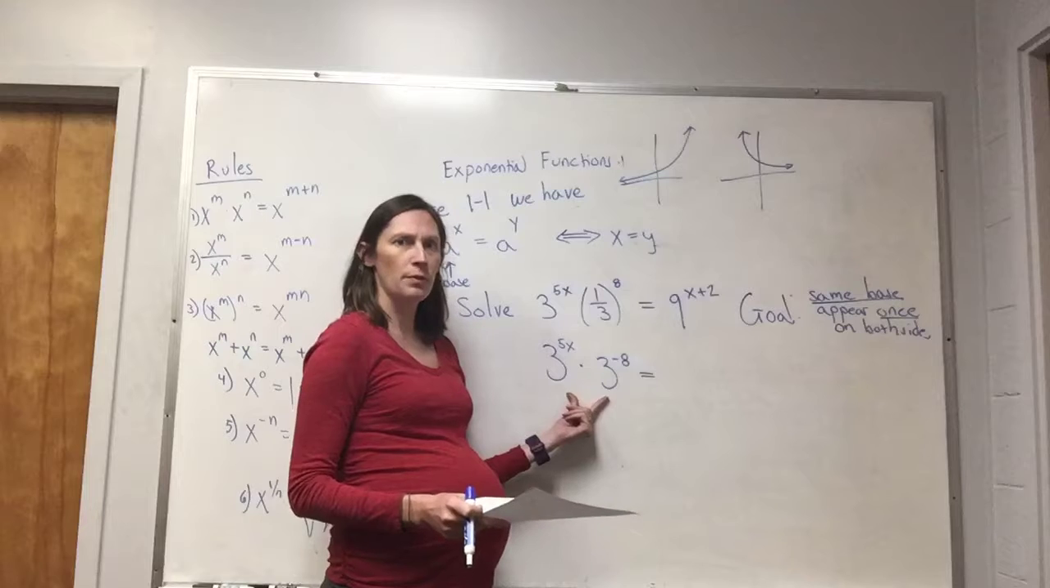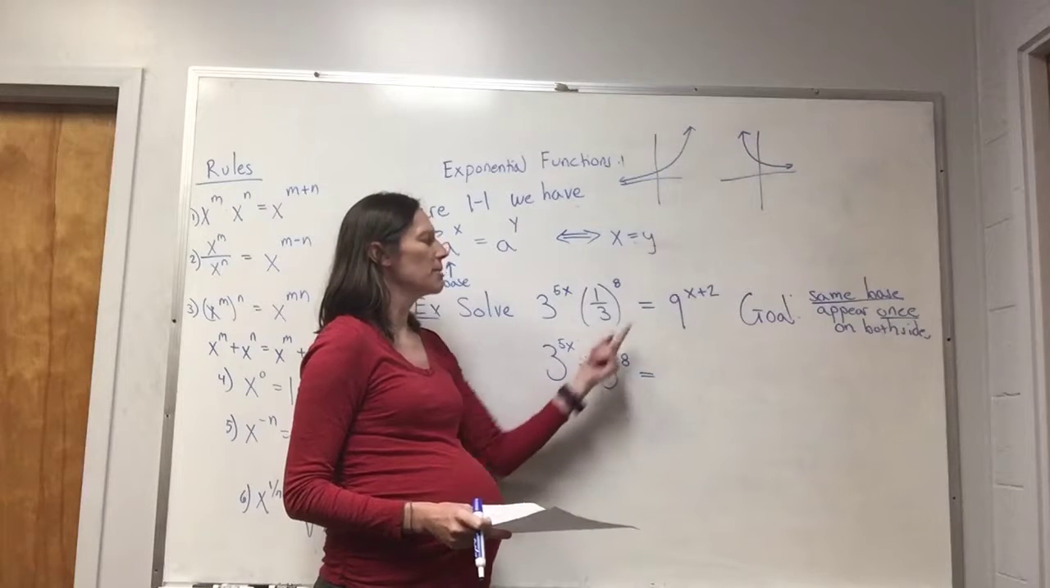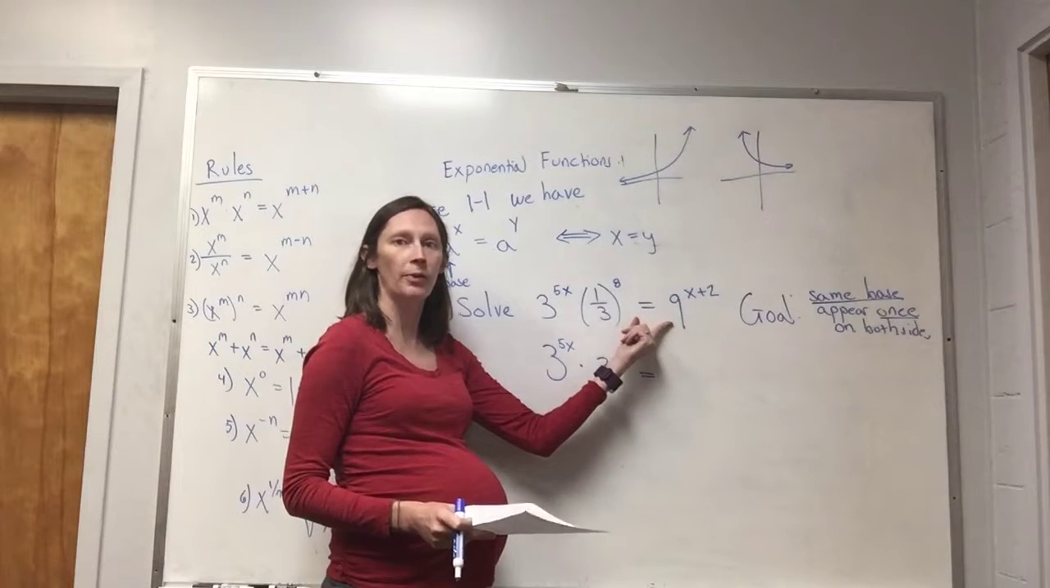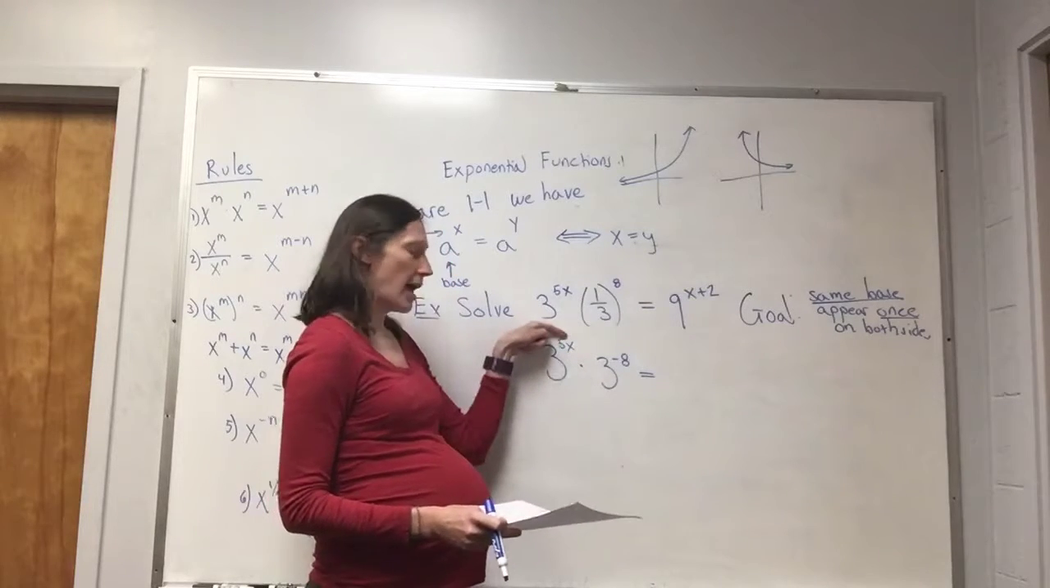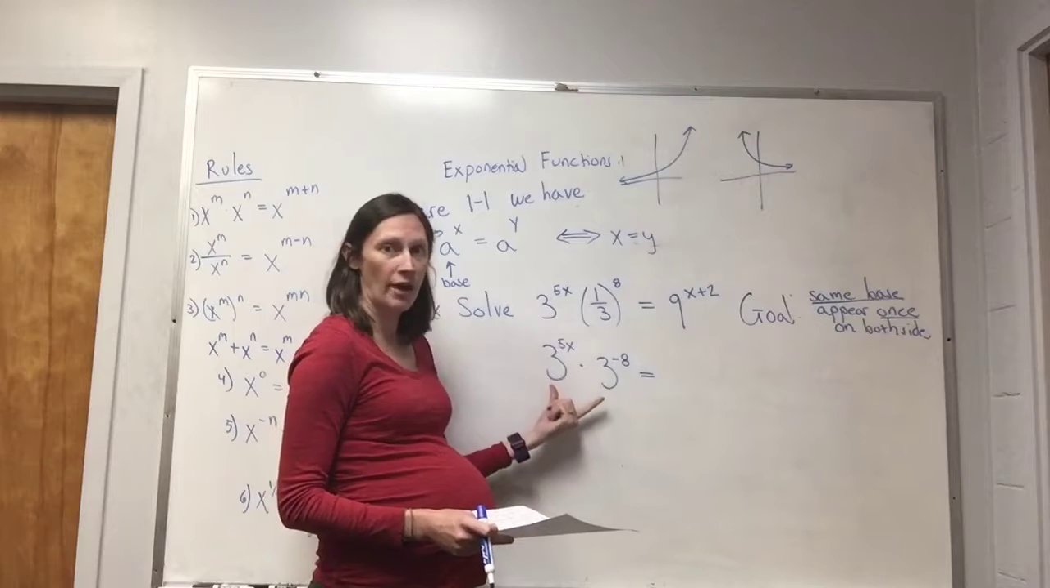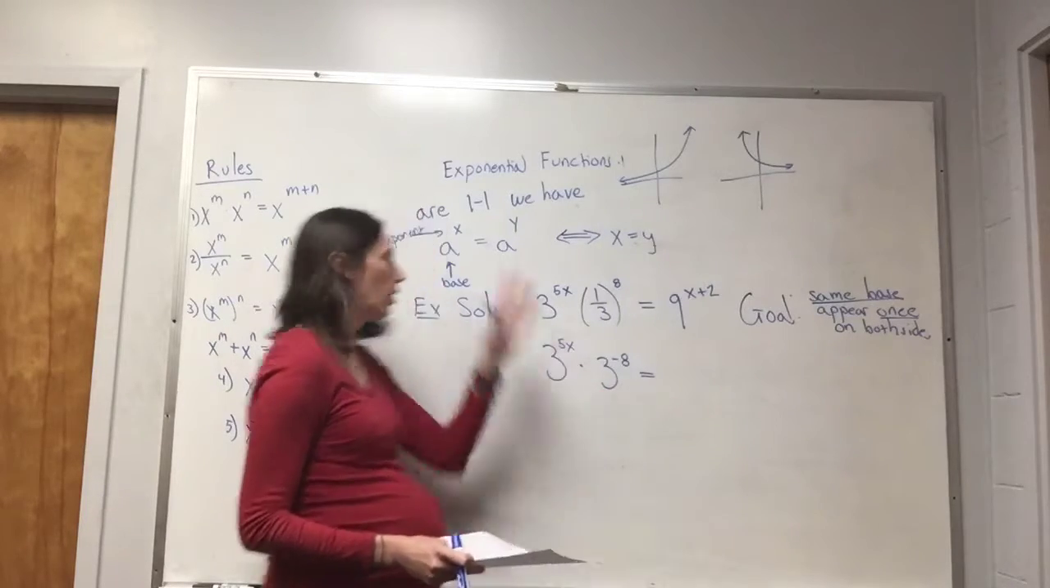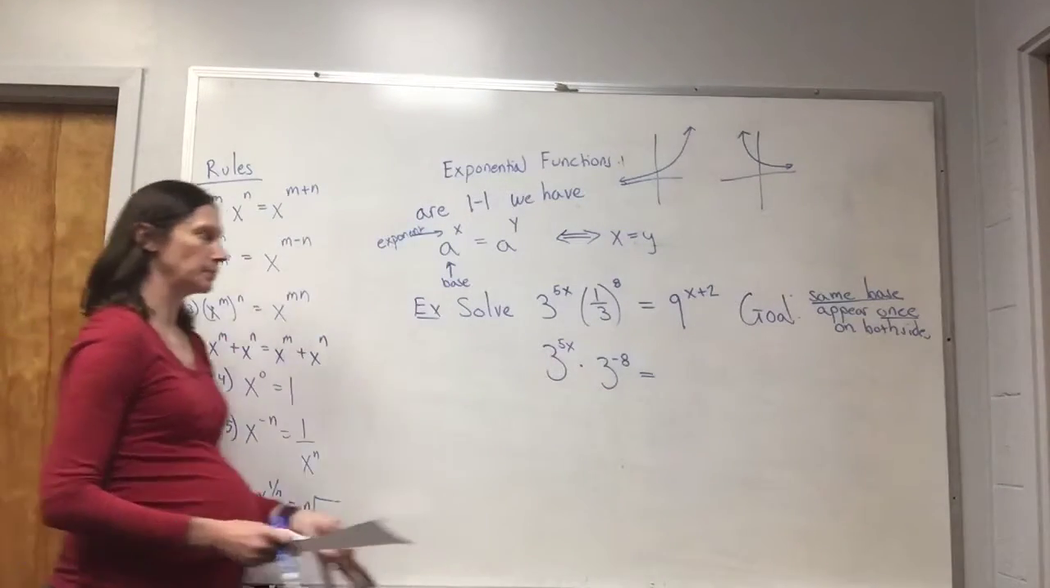We already have bases of 3 on the left, so it would be nice if I could also get a base of 3 on the right. Again, I cannot multiply the 3 times the 3. There's an exponent in the way. I cannot call that 9. Don't do that. Illegal. Not a proper rule.